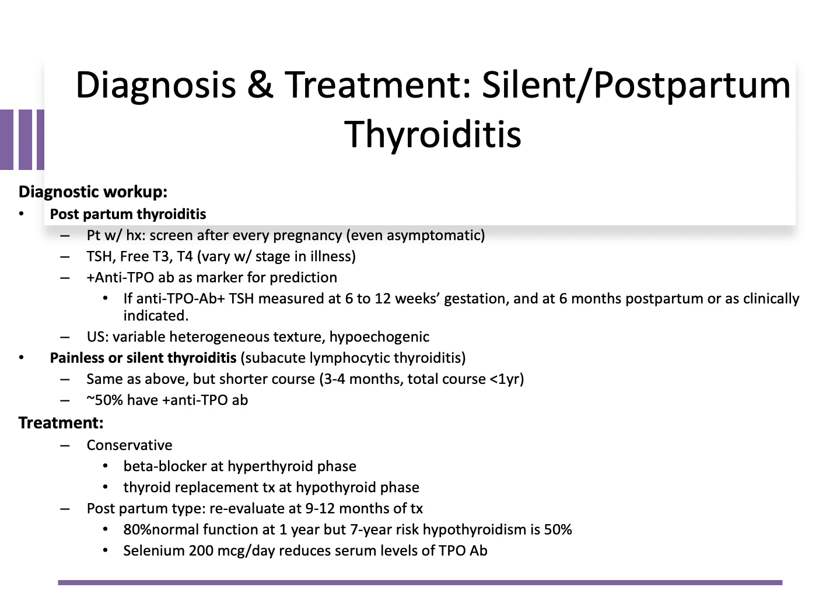There are really similar laboratory findings in the silent or painless thyroiditis, the subacute lymphocytic type, but it's a little bit shorter of a course. So these people aren't going to have this longer hypothyroid phase. They'll become euthyroid usually in much less than a year. And about 50% of these people also have anti-TPO antibodies. Our treatment will be conservative. We want to use beta blockade in that hyperthyroid phase, and then thyroid replacement if they are symptomatic in the hypothyroid phase. And then in our postpartum type, we want to reevaluate after about a year of treatment, because 80% of these people will have normal function at 1 year.